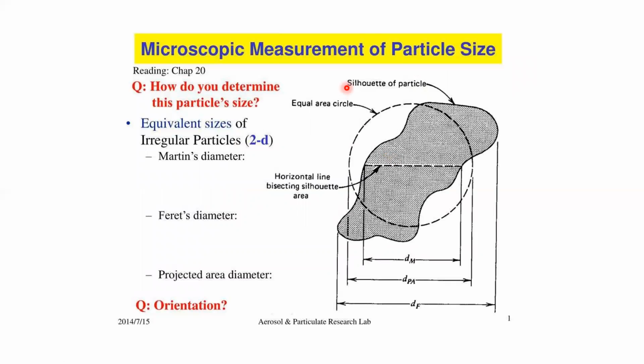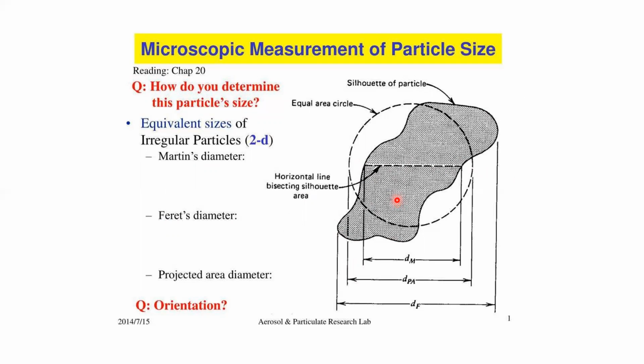Next, in which form can particle size be measured? Particle size can be measured as a diameter. Mainly three types of diameters are there. One is Martin, where M means the middle of the particle. F means Feret, which is far away from the middle.